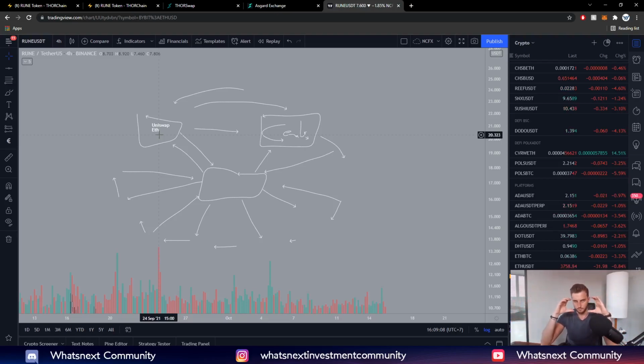So now, what RUNE aims to do is connect all these different blockchains together and use their native assets and then swap those native assets for the other native assets.